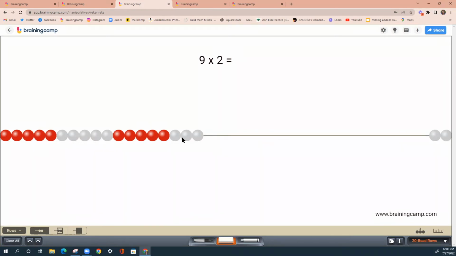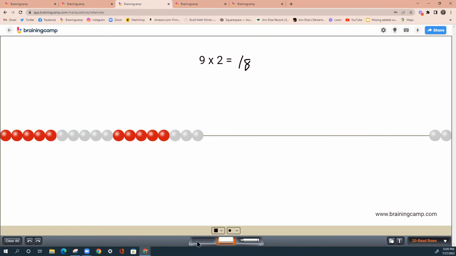First of all, I can see this being 10, 15, and then 3 more, which is 18. But I can also think about, well, 2 and 8 make a 10, so I know this must be 8 more than that 10. So of course, 9 times 2 is 18. But again, I'm visually seeing why this works.